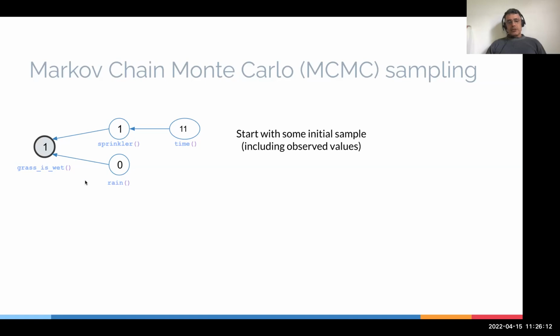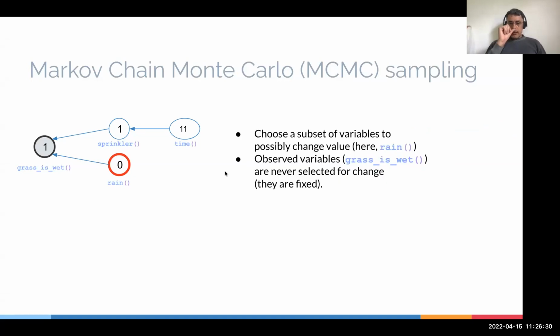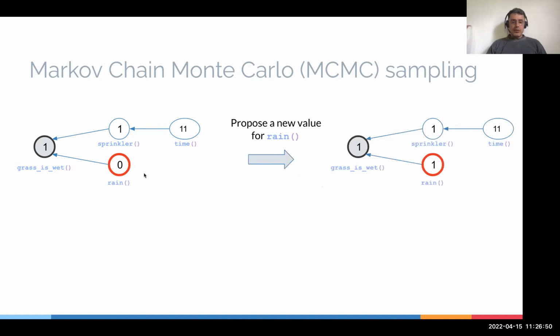So I start with some initial sample here, just some random values for all the variables. Sprinkler is on, rain is off, it's 11 a.m., and the grass is wet. So the next step is to choose a subset of variables. Here I'm going to choose just one variable, rain. Not because it's the query, it could have been any variable. I'm going to choose any one that is not observed, because the observed ones are fixed. I just leave them alone. I pick the ones that are not fixed, and I propose a new value for them. So rain was 0. What about if it were 1?